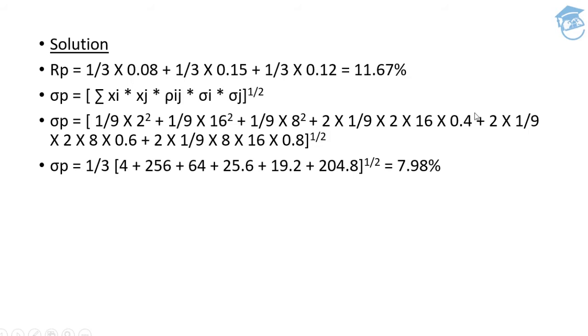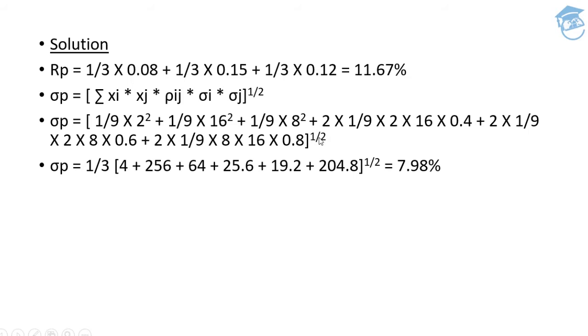Now plus 2 multiply by 1 divided by 9, that is the weight for D and F, then multiply the same with 2, that is the deviation for D, and the deviation for F, which is 8, multiply it with their correlation coefficient given in the cell. And then finally plus 2 multiply by 1 divided by 9 into 8, which is the deviation for F, and multiply it with 16, which is the deviation for E. Multiply the same with the correlation coefficient between them, which is 0.8, to the power 1 divided by 2, under root, that is.